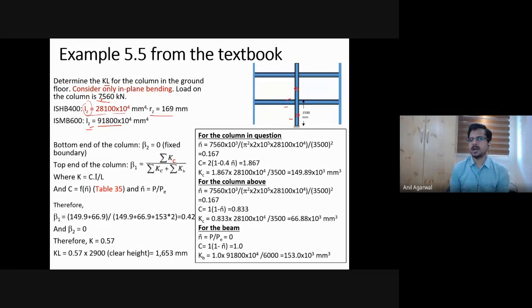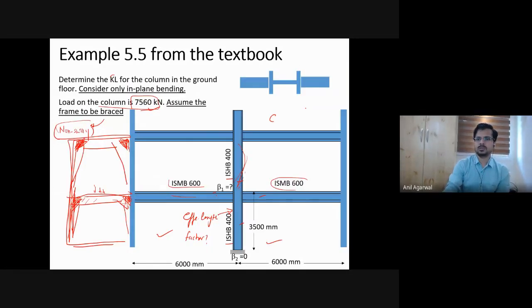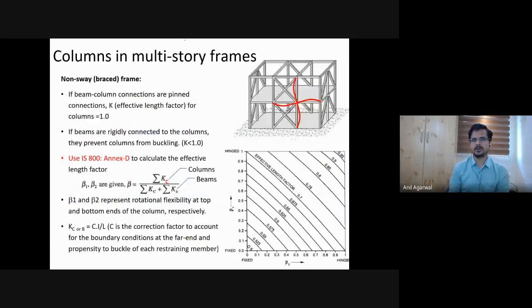So what is the first step? I have to calculate beta here, and I have to calculate beta here. So first let's calculate beta here. This is a fixed boundary condition, right? So for a fixed boundary condition, and it's a non-sway frame, we will go to this chart. This is for the non-sway braced frame. One beta I need to calculate, I will find it out, but the other beta I already know is fixed. So if it is fixed, that means my beta value there is 0.